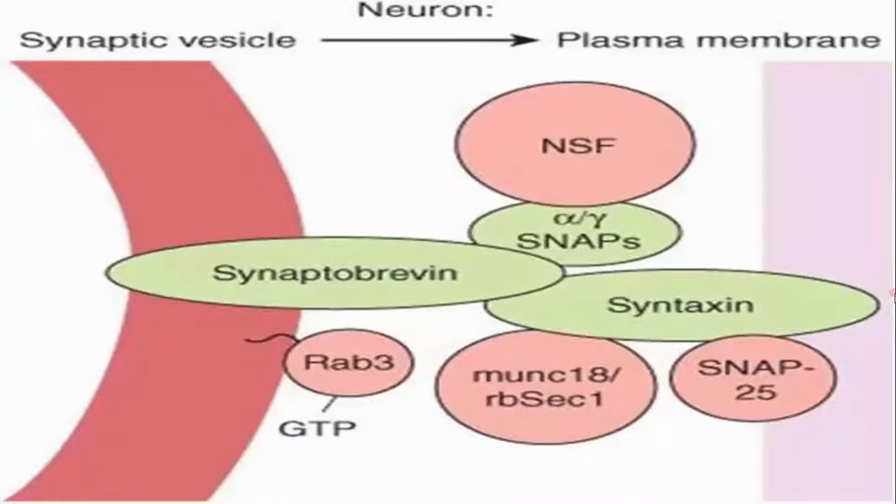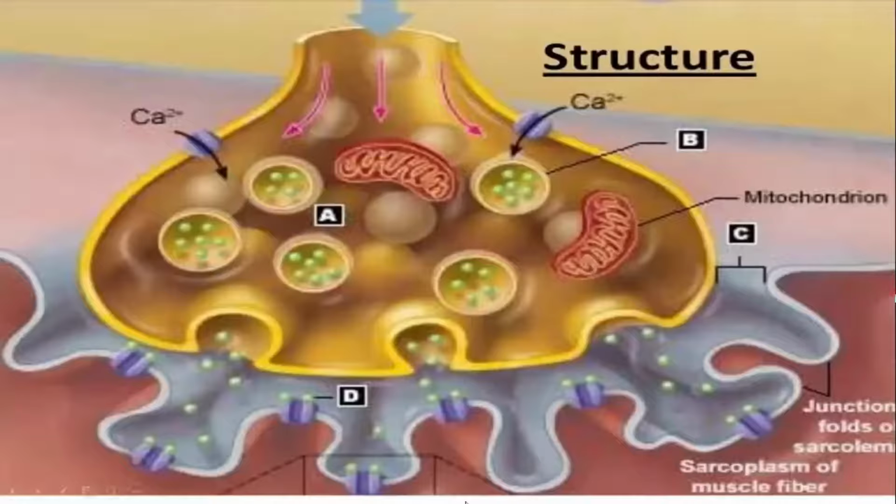You can see these are the different proteins which interact. The neurotransmitter is released from the presynaptic terminal into the synaptic cleft. There can be total fusion and release of the total contents of the neurotransmitter vesicle, or there can be partial fusion, a phenomenon called kiss and run. That is partial release of the neurotransmitter from the vesicle and the vesicle moves away.